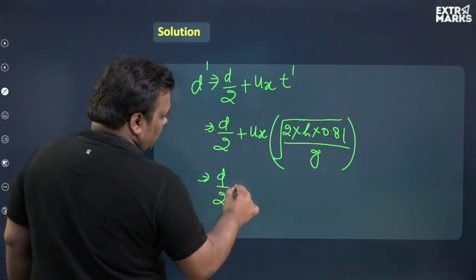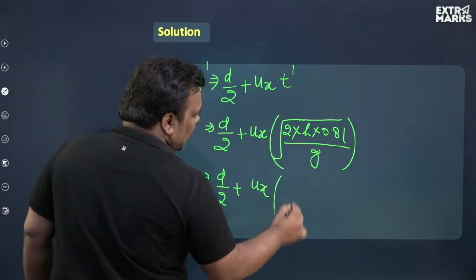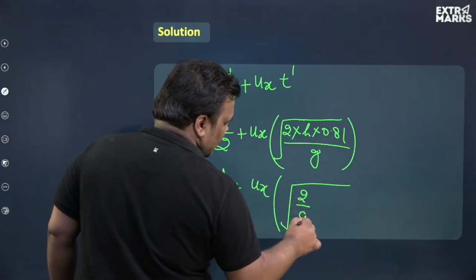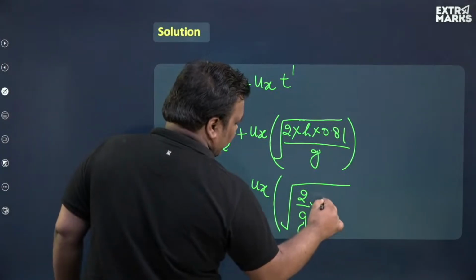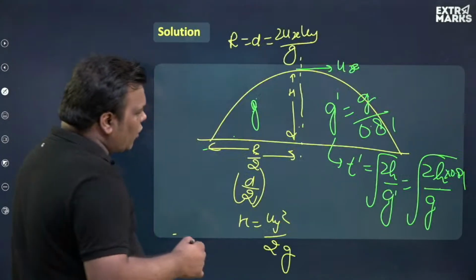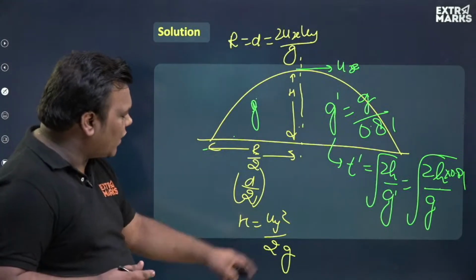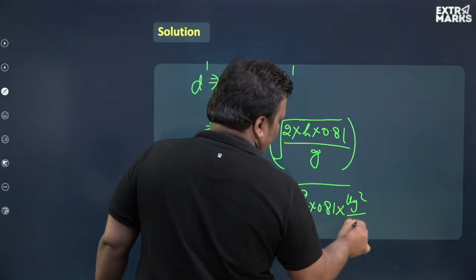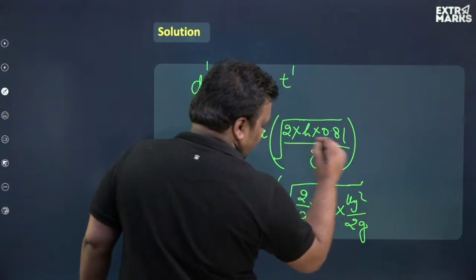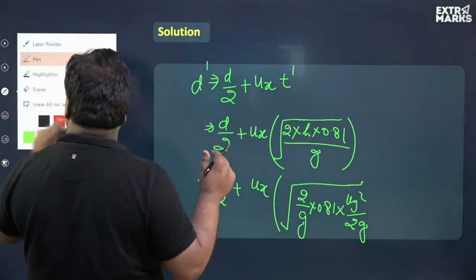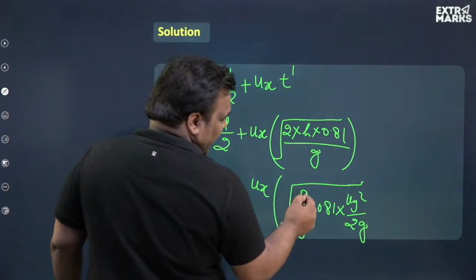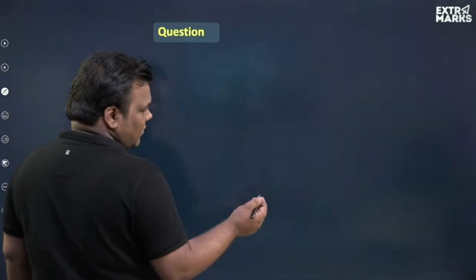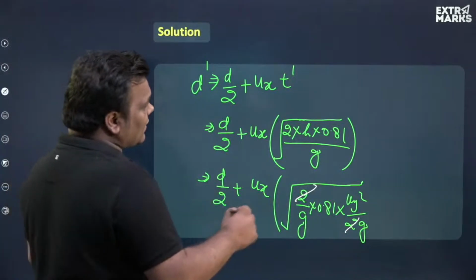D by 2 plus ux multiplied by under root 2 by g into 0.81 into value of h. I already told you, h is uy square by 2g. It will be uy square by 2g. Yeah, we can cancel out some factor. We can cancel 2 out of 2, and I think that's all I can cancel.